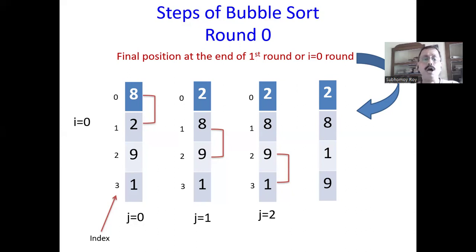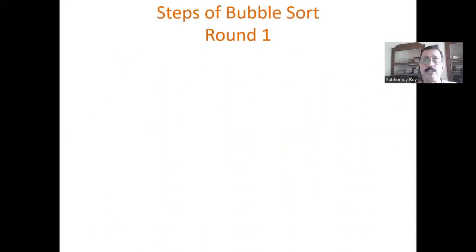In the first round, how many J rounds or how many swappings are required? We required 3 rounds of swapping. This number of swapping rounds will reduce one by one with the increase in the value of I. As we proceed, the number of rotations required in J will reduce. Here, the number of rotations required in J is 2. So this is the index. I'm showing you the index. With this result, we will start the I1 round, or the second round.